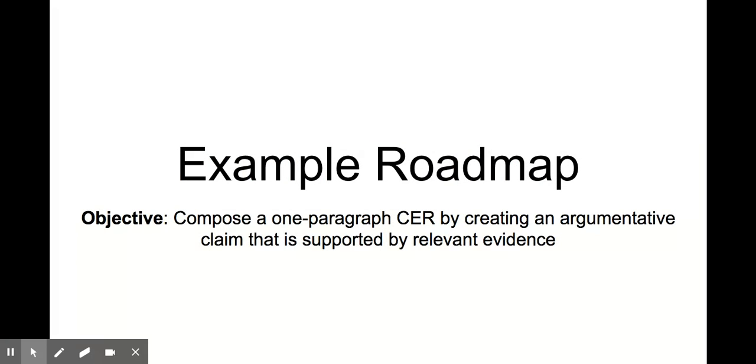Next, we're going to review an example roadmap. The objective for this particular roadmap is for students to compose a one-paragraph CER, or claim evidence reasoning, by creating an argumentative claim that is supported by relevant evidence.